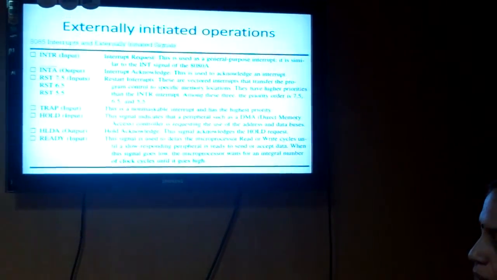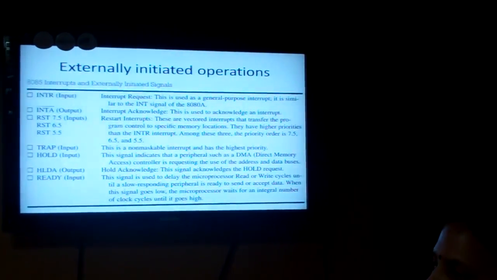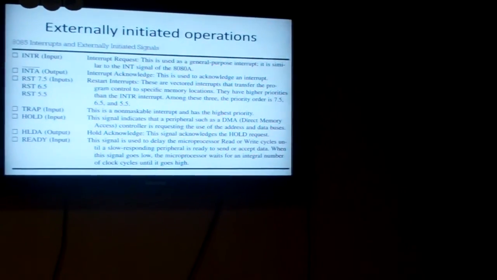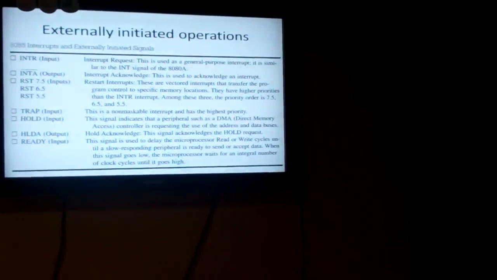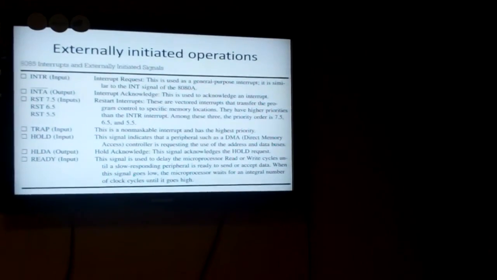Then we have a trap. Supposing there is some emergency situation and that situation has to be communicated to the microprocessor, it will be connected to an interrupt referred to as a trap, which is of the highest priority. So when a microprocessor is performing any function or any program, and if it sees this signal, it will immediately suspend what it was doing, attend to this signal and come back. Therefore, there are some interrupts which have higher priority and some which have lower priority. Trap is the one which has the highest priority.